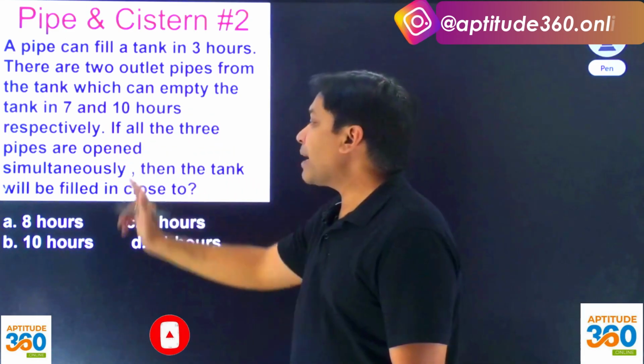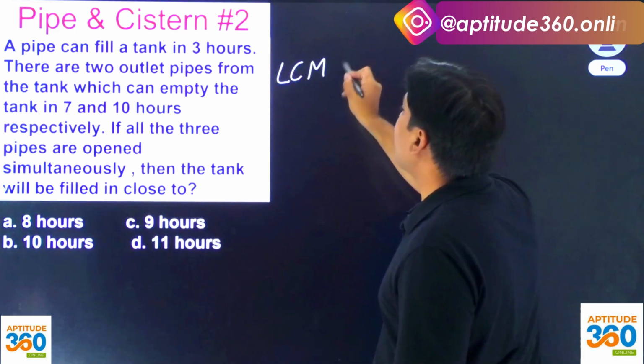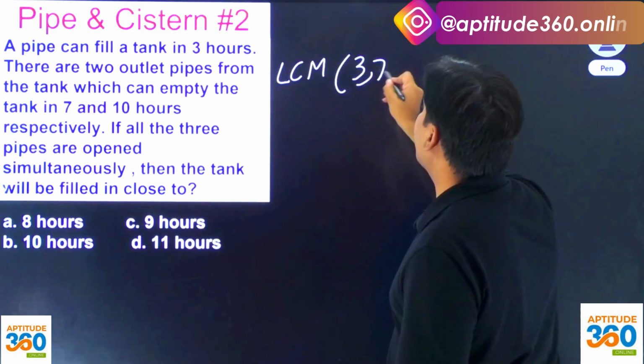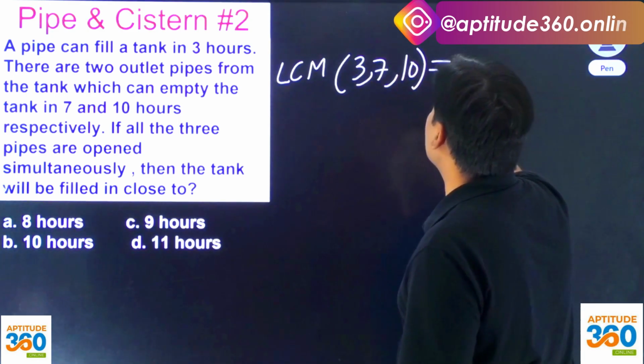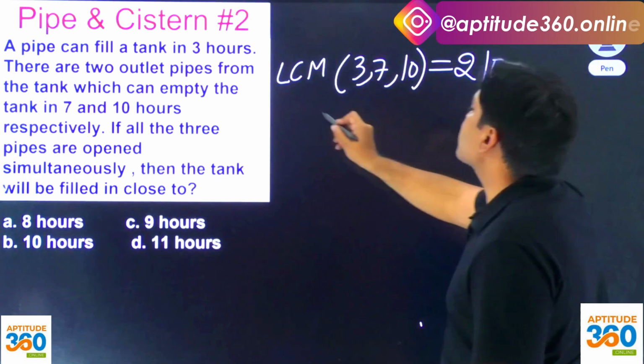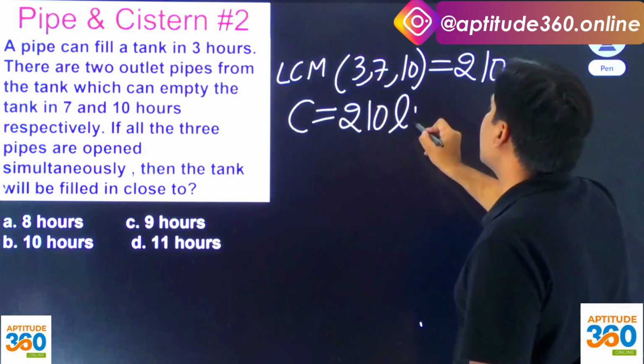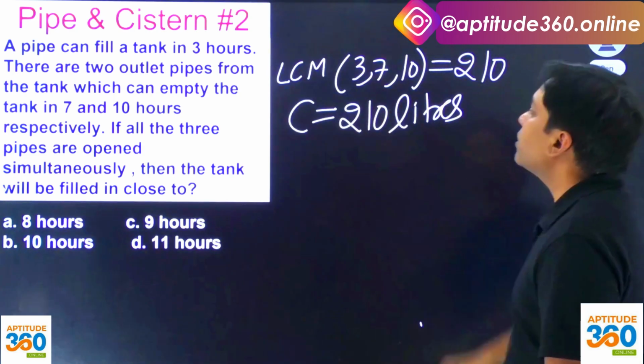If all the 3 pipes are open simultaneously, pretty simple problem. कैसे बनना चाहिए आपका? LCM ले लो. क्या लोगे LCM of 3, 7, 10? Since all these 3 numbers are co-prime to each other, their product is going to be their LCM. So what is going to be the capacity? It is coming out as 210 liters. That is what we have learned.